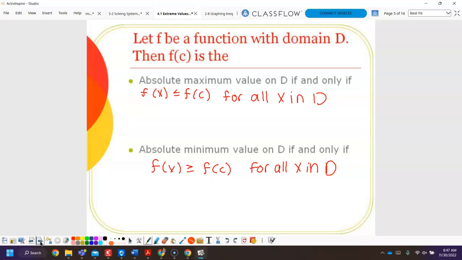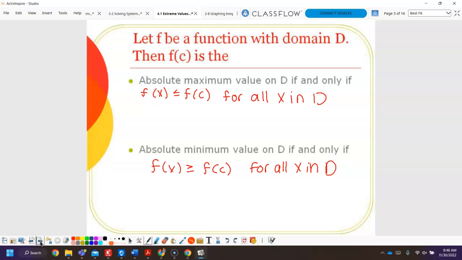So if you have an absolute maximum value on a domain D, then we can say that there is some c such that f of x is less than or equal to f of c for all of the x values in D. So again, that's that absolute. That means that there is a highest point on the graph and there are no points higher than it. And that highest point occurs at c. So the highest point on the graph is at x equals c. f of c represents the height of that highest point. So it means all the other y values are less than it.